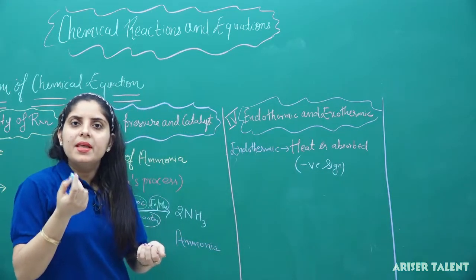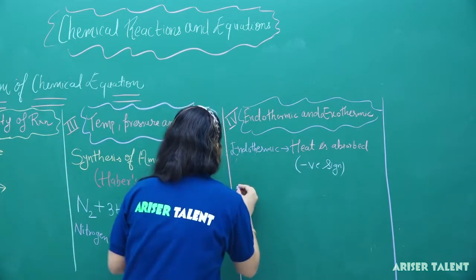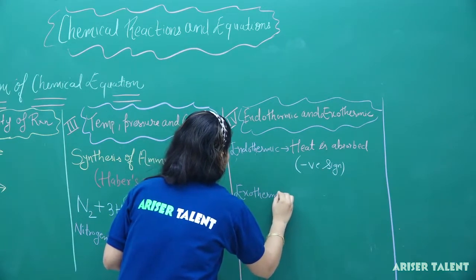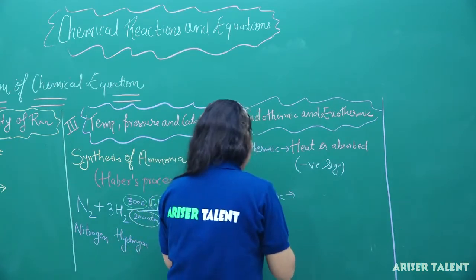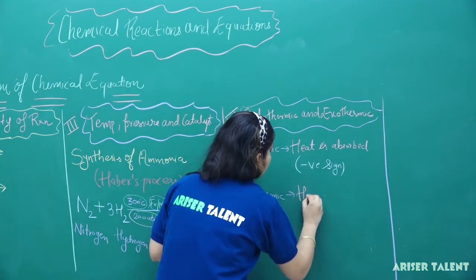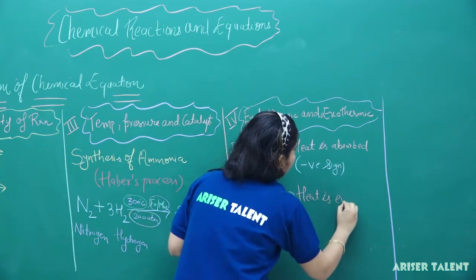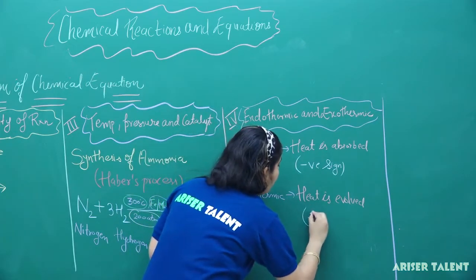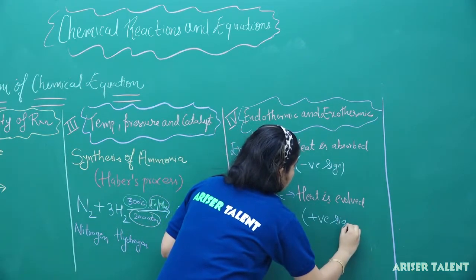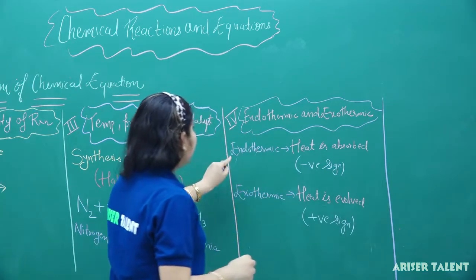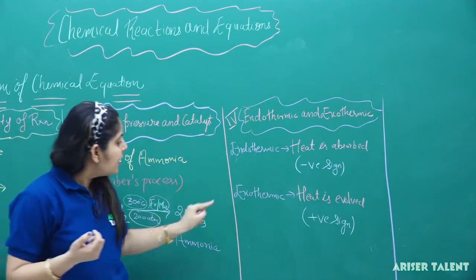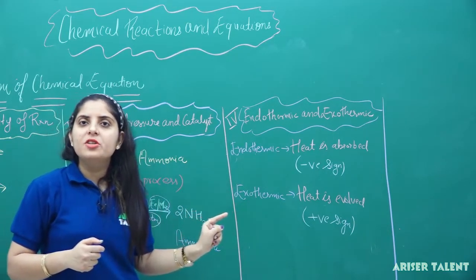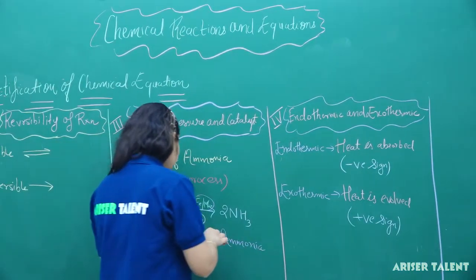Next, the reaction will be exothermic. So in case of exothermic reactions, heat is evolved, so we will represent it by the positive sign. So in case of endothermic, negative sign is used, and in case of exothermic, positive sign is used. I am giving you an example for both of these so it can be understandable.